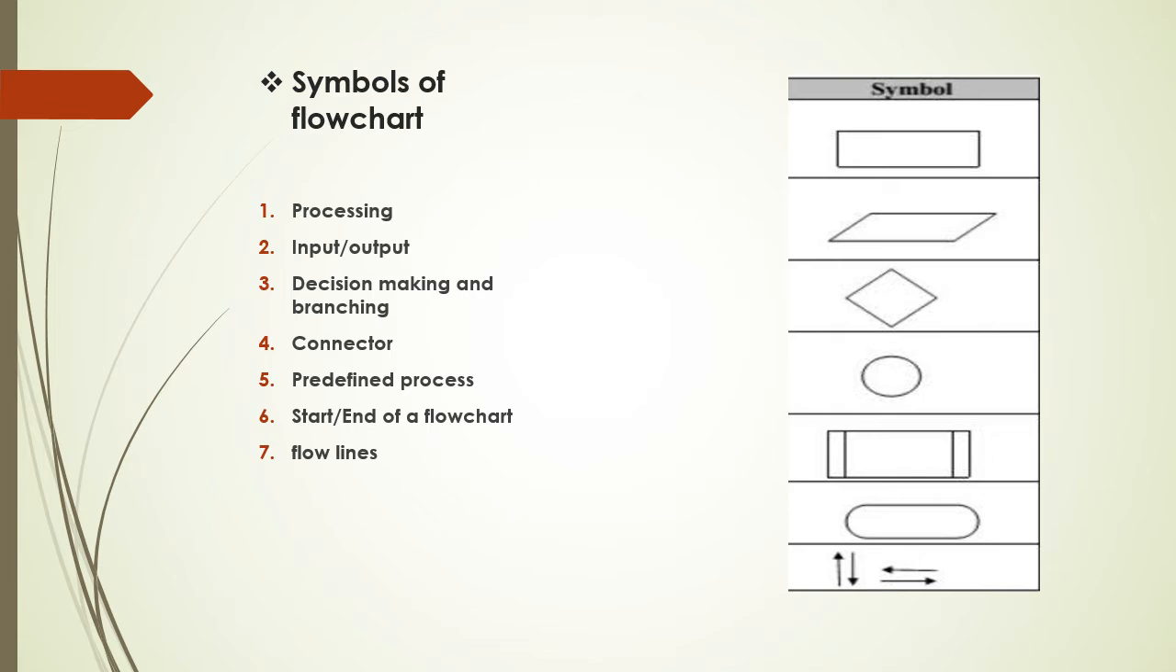Connector symbols make it easier to connect a flowchart that spans multiple pages. Predefined process: a predefined process symbol is a marker for another process or series of steps that are normally defined elsewhere. The start and end of a flowchart is also called the terminator. It is used to represent the start and end of a process. Use these flowchart tools to drag and drop one of these shapes to give yourself the beginning of a flowchart. Remember to use the same symbol again to show that your flowchart is complete.